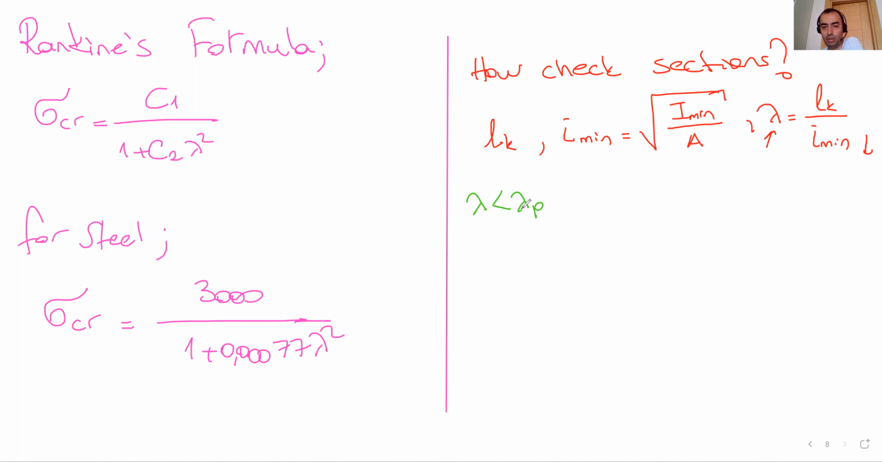If it is, calculate sigma critical from an empirical formula, one of these methods, Tetmajer or Rankine's methods, according to what's given in the question. If lambda is greater than lambda p, to find sigma critical, use Euler's theory.